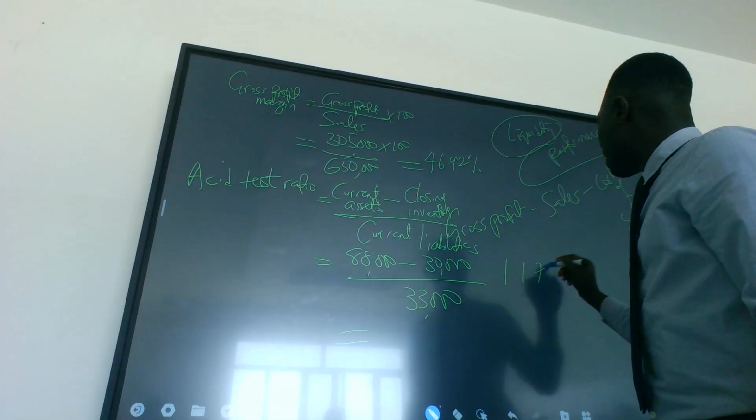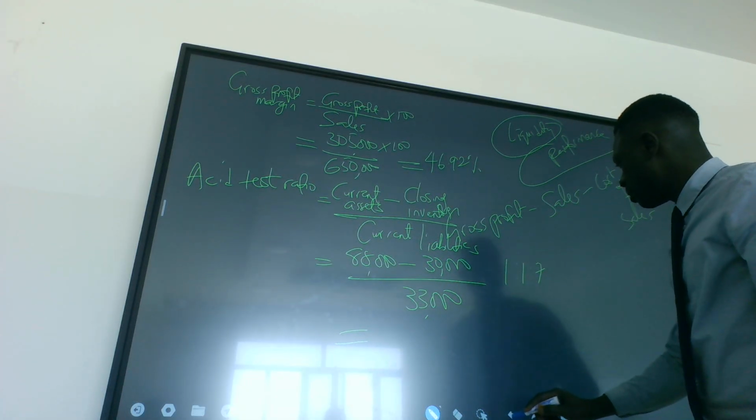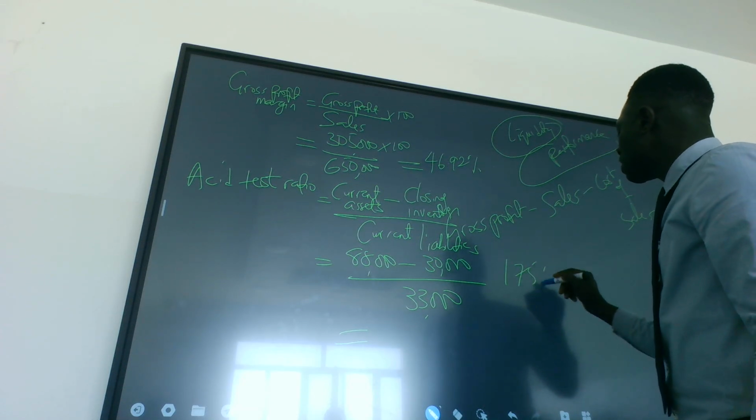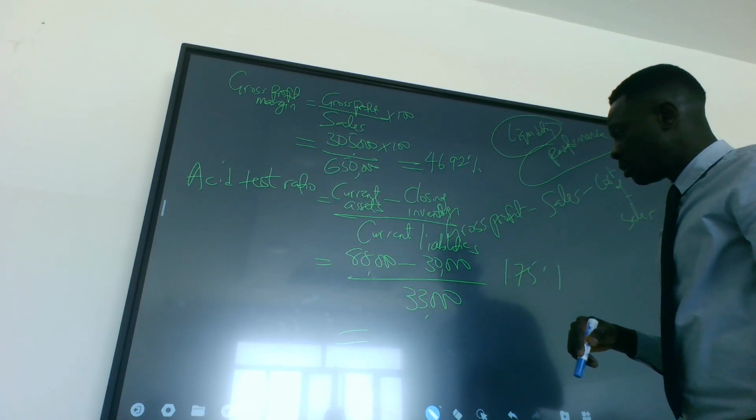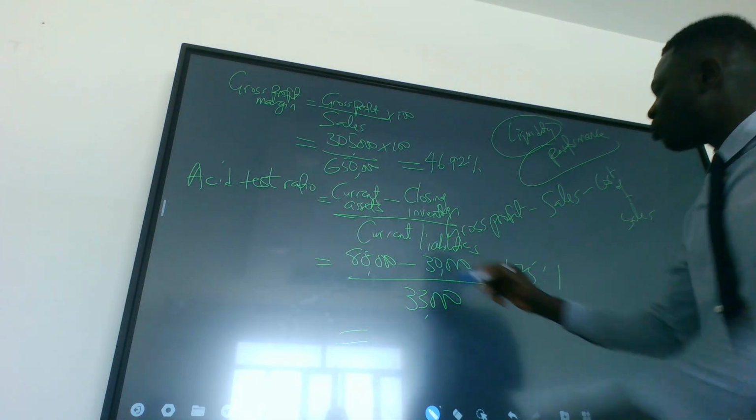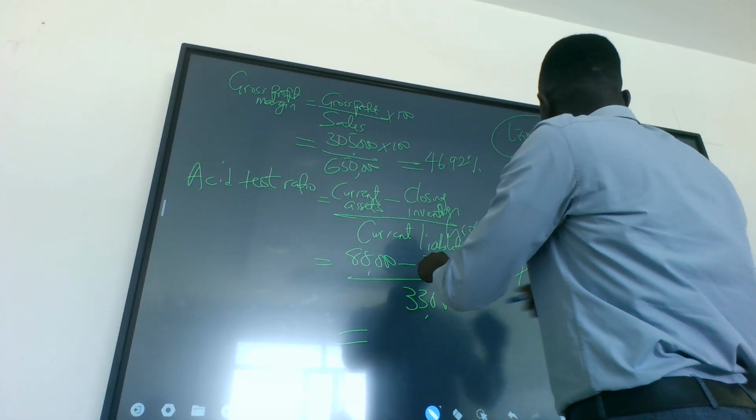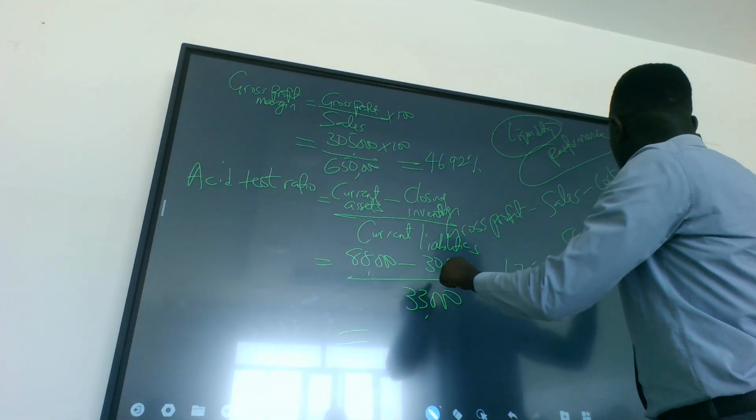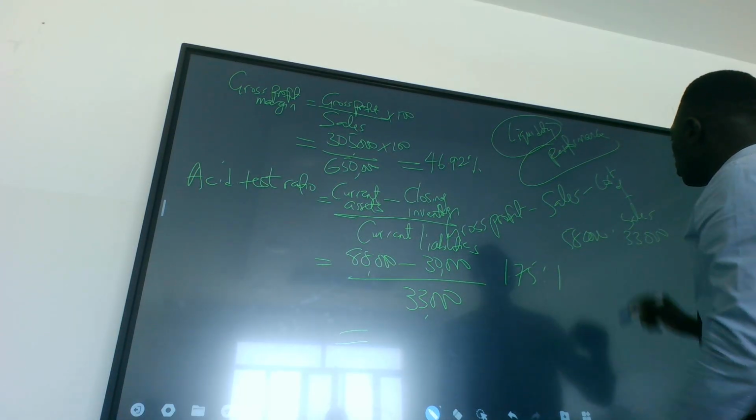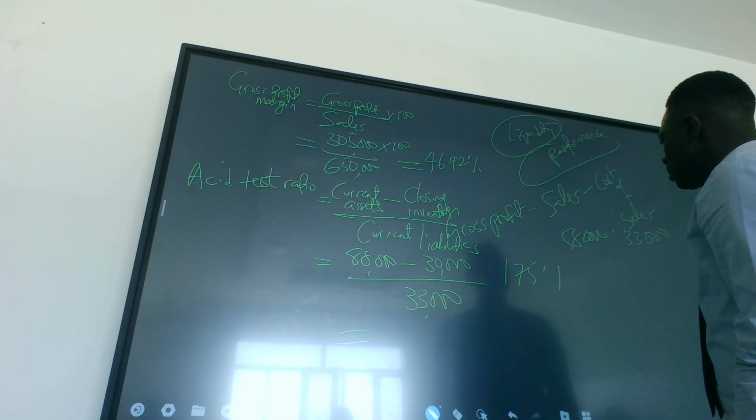So the ratio is 1.75, right? Is it 1 or is it? What does this give you first? 88,000 minus 30,000 is 58,000. Sorry. Okay. 58,000 over 33,000. So how many 33,000 do we see here? 1.7.